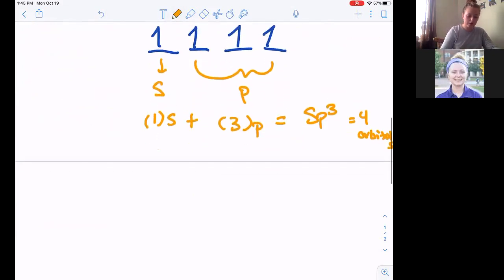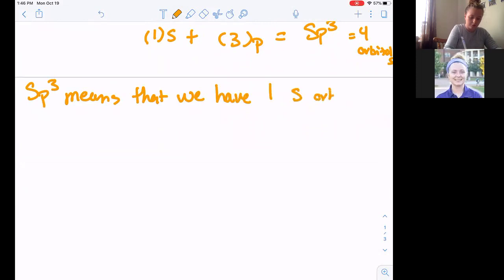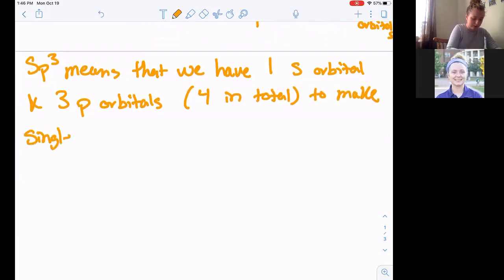So, sp3, let's dive into a little bit more what it means. sp3 means that we have 1 s orbital and 3 p orbitals, 4 in total, to make single bonds, okay, that's important, or lone pairs. Single bonds or lone pairs.